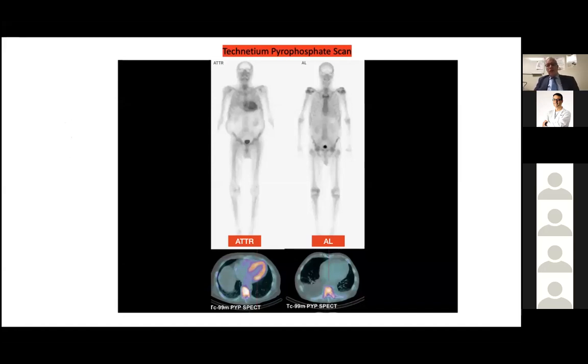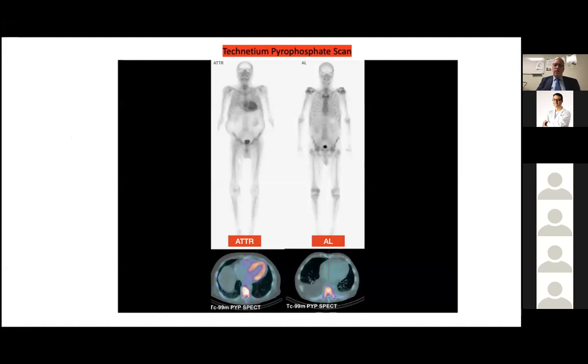What has revolutionized the diagnosis is the technetium pyrophosphate scan. So ATTR on the left, you can see where you see the heart. It's a dark uptake. So that's a positive scan. And someone who had amyloid due to myeloma light chain disease has a negative scan.